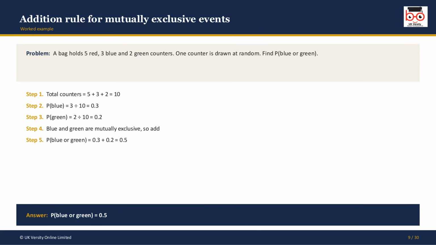Here's the addition rule at work. A bag holds 5 red, 3 blue, and 2 green counters, 10 in total, and we draw 1 at random. The probability of blue is 3/10, or 0.3, and the probability of green is 2/10, 0.2. Since a counter can't be both blue and green, these are mutually exclusive, so we simply add them. That gives 0.3 plus 0.2, which is 0.5.